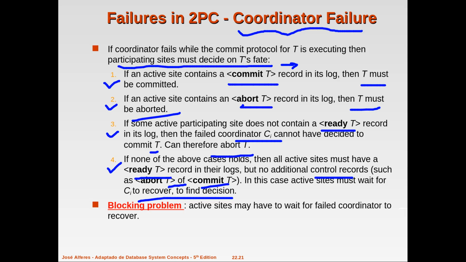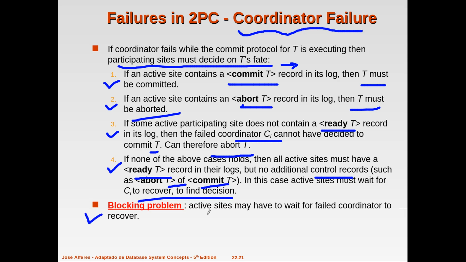What is the situation if all the sites contain a ready T message? All those sites have completed, but the final decision must be made by the transaction coordinator. So without that it cannot complete the transaction. So it must wait for the recovery of the transaction coordinator site. Now there is a problem that occurs, which is called the blocking problem.